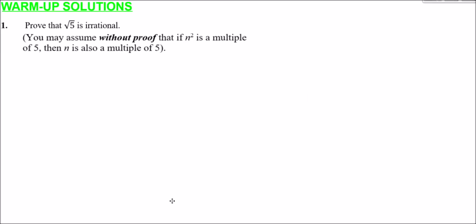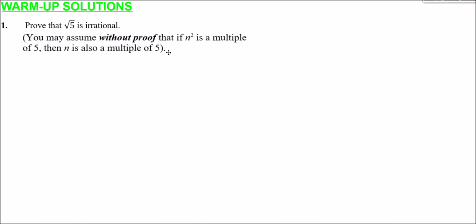Prove that root 5 is irrational. Importantly, you need to be able to assume without proof, unless you want to waste your time, that if n squared is a multiple of 5, then n is also a multiple of 5. This, in brackets, you could prove yourself, and it is fairly straightforward to prove actually. It's in your skills for an A-level student. However, if a question is giving you a get out, then it'd be foolish not to use it.